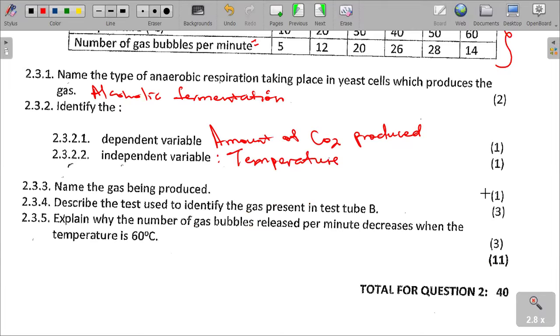And then name the gas being produced here, the gas that is produced when fermentation takes place. Obviously it is carbon dioxide that is produced. Next, describe the test used to identify the gas present in test tube B.